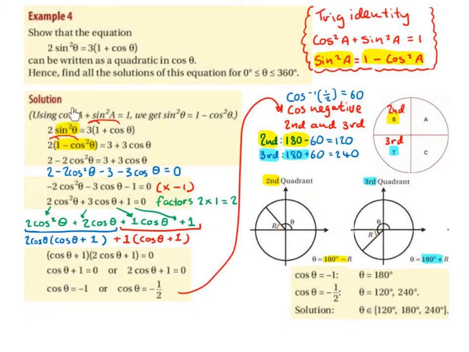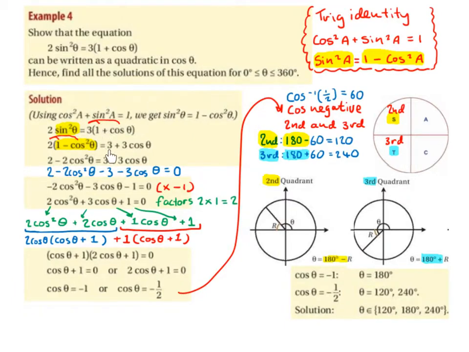So using cos squared a plus sine squared a equals 1, we get sine squared theta equals 1 minus cos squared theta. We're told in the question that 2 sine squared theta is equal to 3 times 1 minus cos of theta. So we're going to swap sine squared theta for 1 minus cos squared theta, because we got that over here. And we're going to multiply out the brackets.